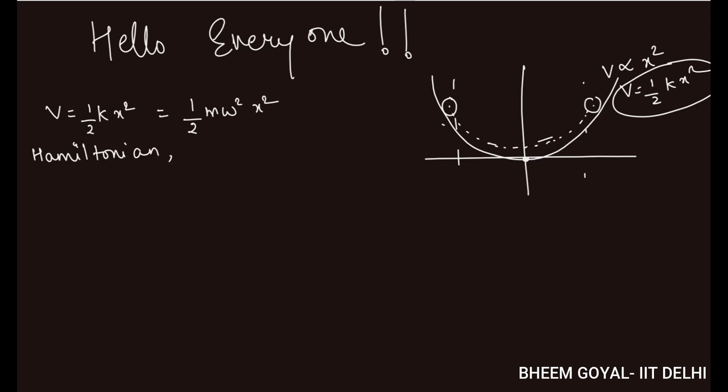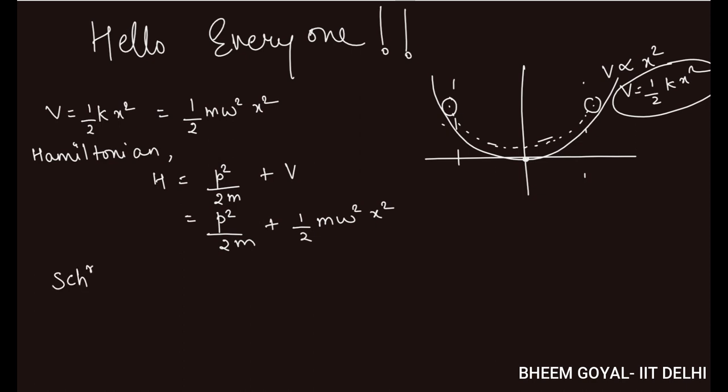Hamiltonian is nothing but the total energy of the system. Hamiltonian H is equal to kinetic energy P squared over 2m plus potential energy V. So it comes out to be P squared over 2m plus half m omega squared x squared. So now let's find out its solution using Schrodinger's equation.